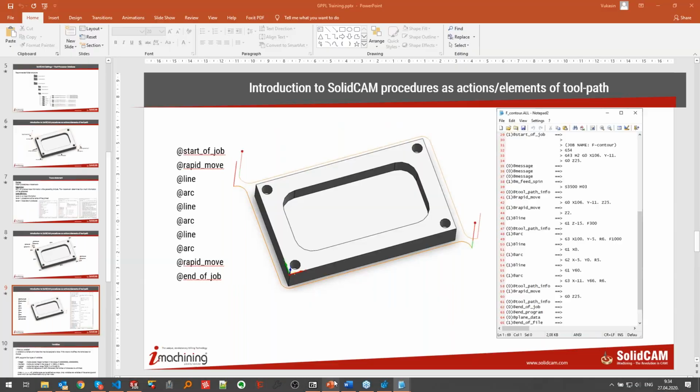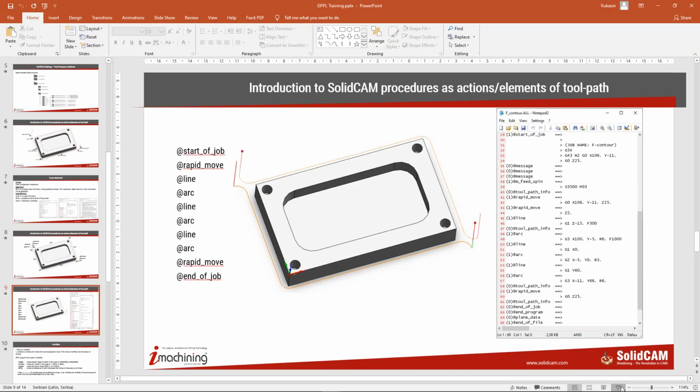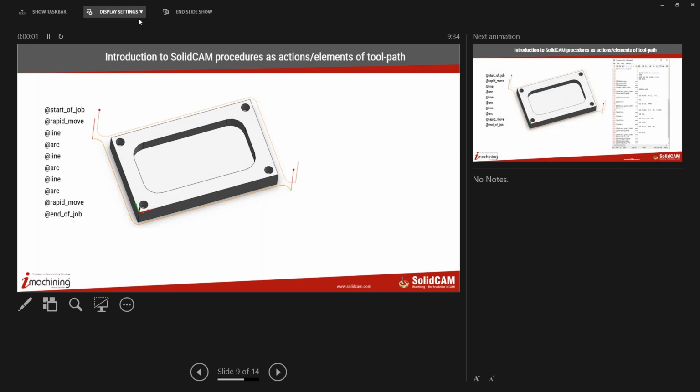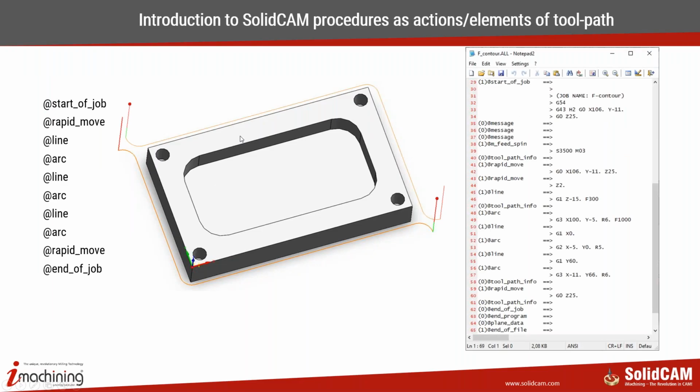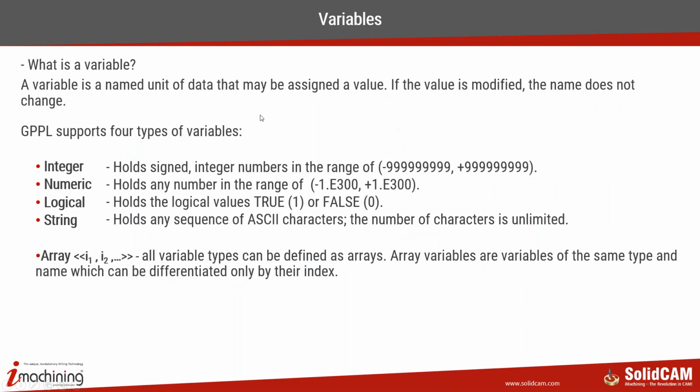Well, we have a definition for that, and a variable is a unit of data that may be assigned a value. So it's a named unit that has its name and the data that it stores. If you change what is stored, the name won't change. So you can change everything about it or what is in it, but the name must stay the same.